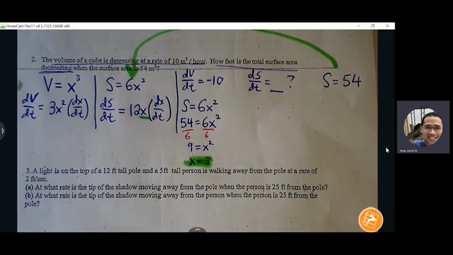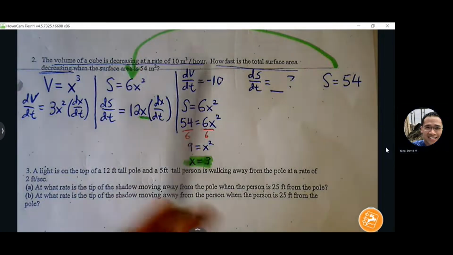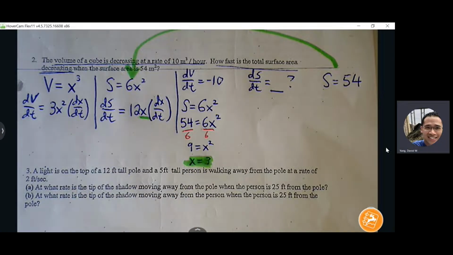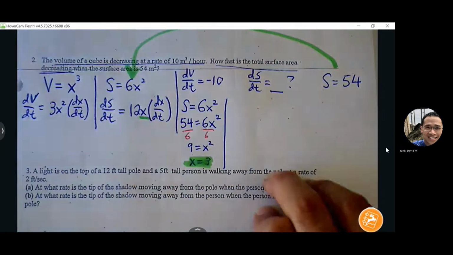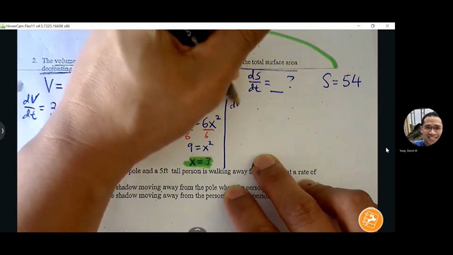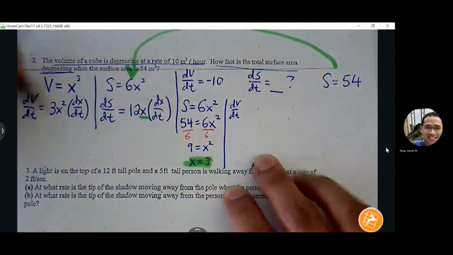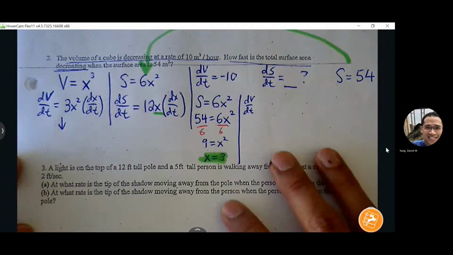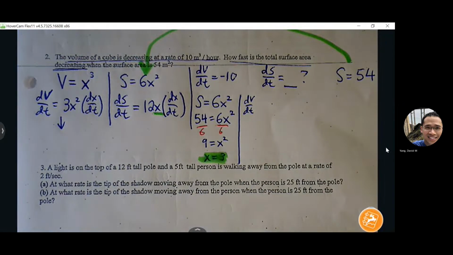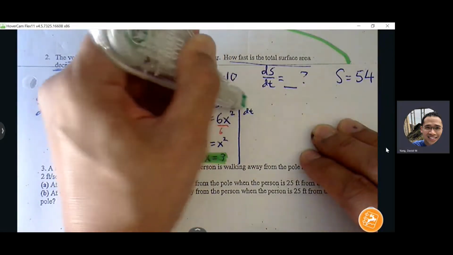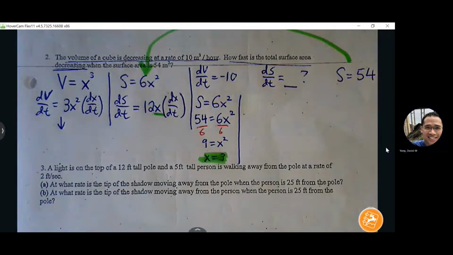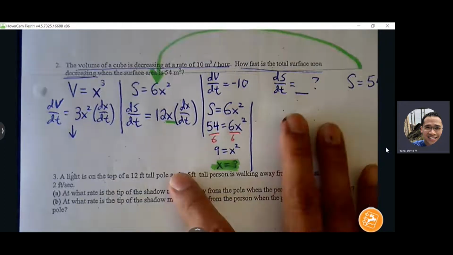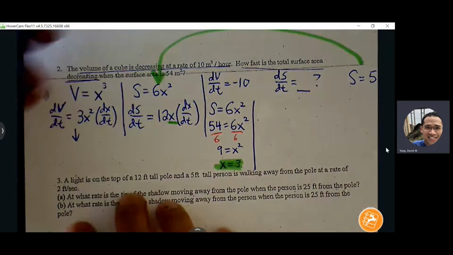Now, technically, you may be getting plus or minus 3 if you took the square root, but why do we not use negative 3? Because we're talking about the length of a side, so we're restricted to just positive values there. Now we can move on to our dV/dt formula and then try to find the other missing piece that we need, which is dx/dt.